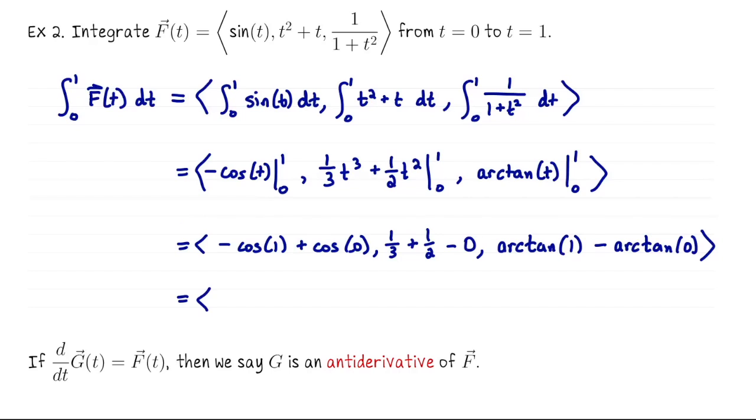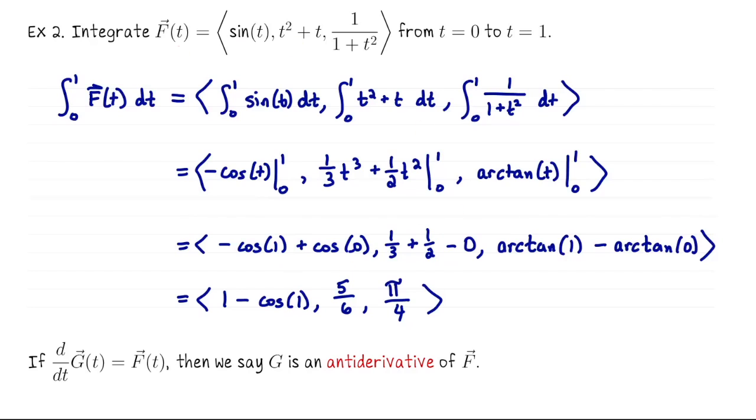We can simplify this a little bit. So cosine of 0 is 1. Let me write this as 1 minus cosine of 1. 1/3 plus 1/2, if you like, that's 5/6. And then what is the arctan of 1? That's the angle whose tangent is 1 between negative pi over 2 and pi over 2. So that's actually pi over 4. And then arctan of 0 is 0.